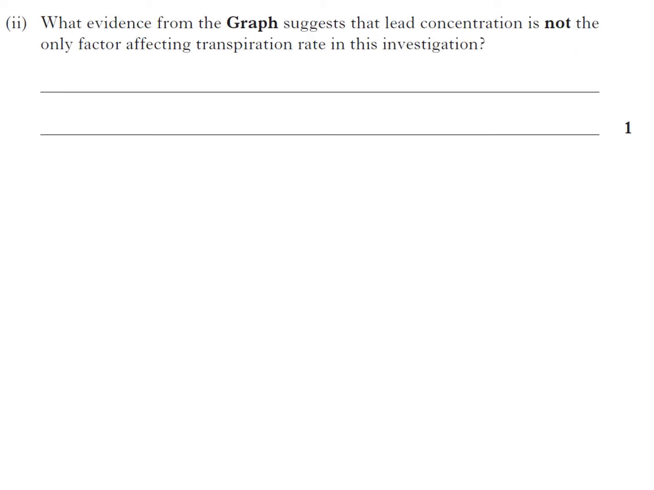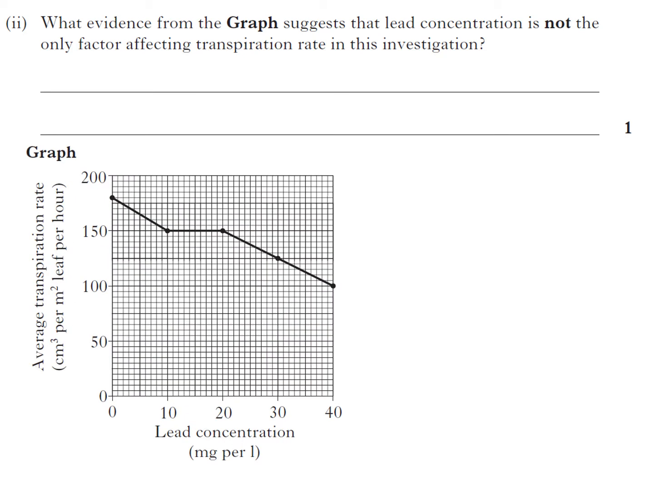Okay. What evidence from the graph suggests that lead concentration is not the only factor affecting transpiration rate? Well, it has to be evidence from the graph, so you're going to have to look for an actual piece of information that you can pull from this. Here is your information. They increased the lead from 10 to 20 here, so that went up. The lead concentration went up along that line, but the transpiration rate didn't change. So something else must have been affecting it here, because an increase in the lead didn't make an increase in it, and that's what you need to talk about.